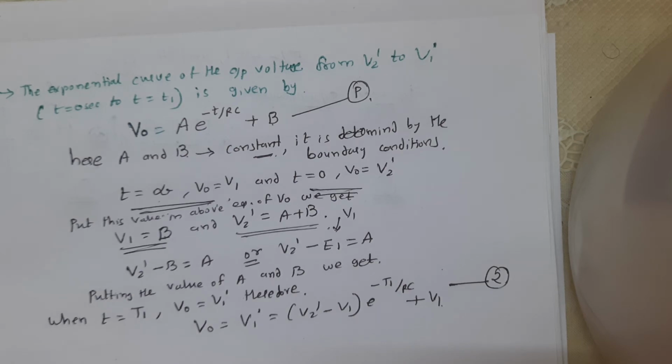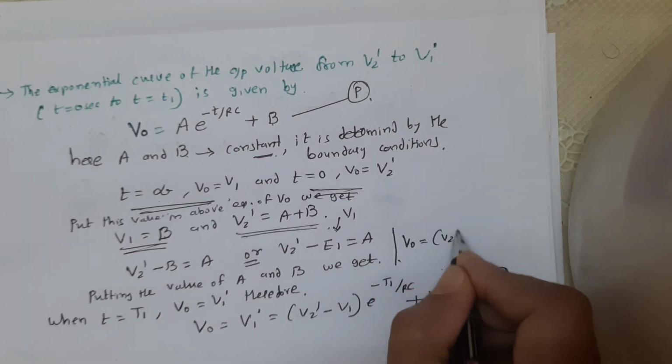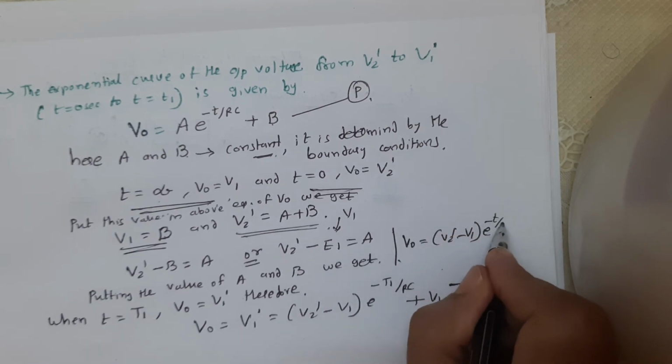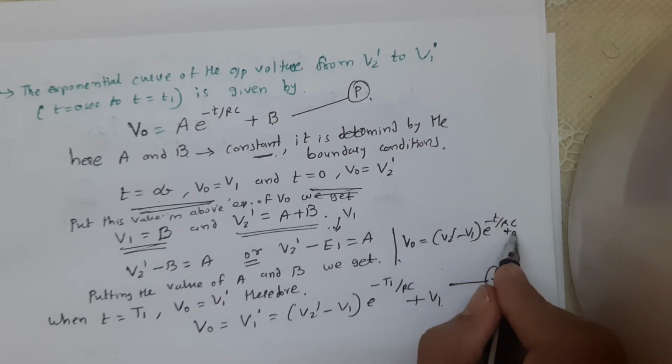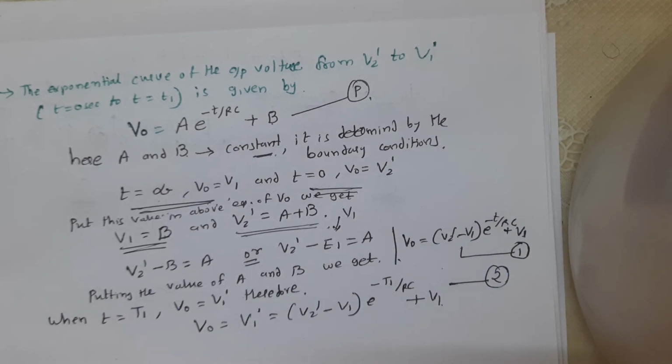Or we can say that Vo is equal to V2 dash minus V1 e raised to minus t upon RC plus V1. This is your equation 1.